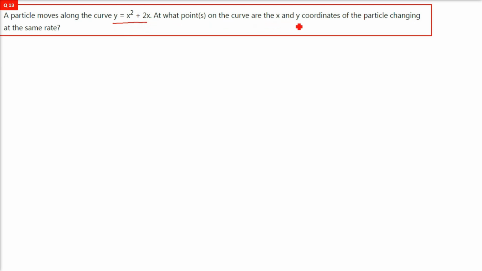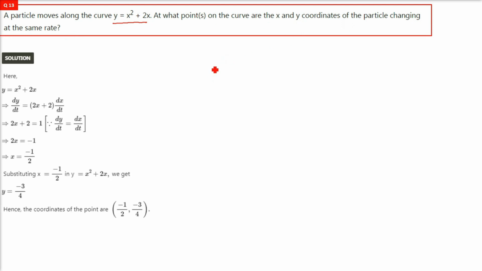At what points on the curve are the x and y coordinates of the particle changing at the same rate? So dx by dt is equal to dy by dt, which is given in the question. We have a curve also, which is y equals x square plus 2x. So just write it here, y equals x square plus 2x. Just differentiate it. dy by dt is going to be 2x plus 2.